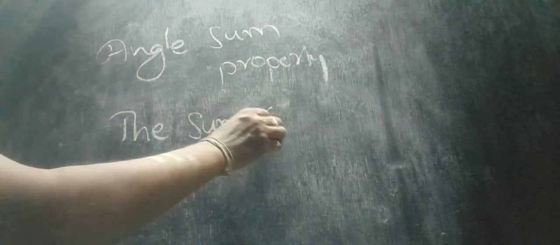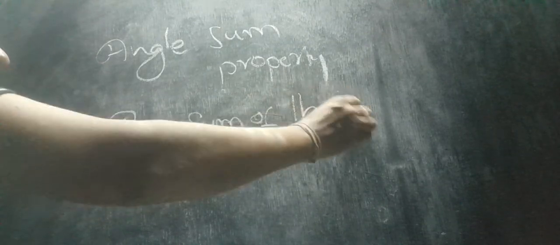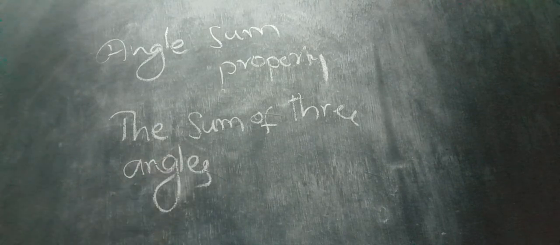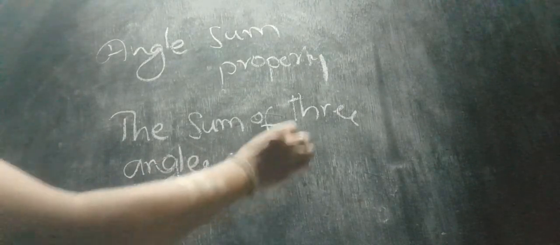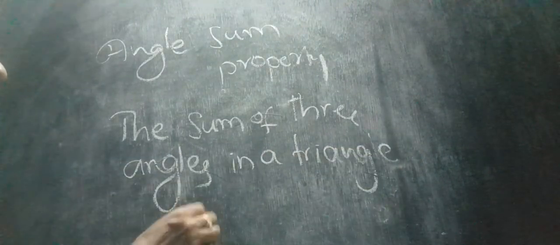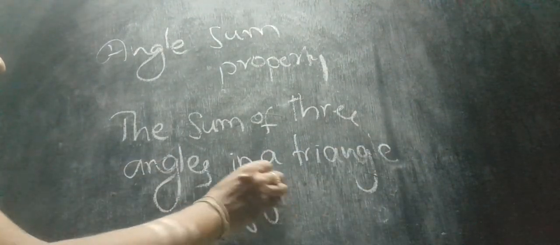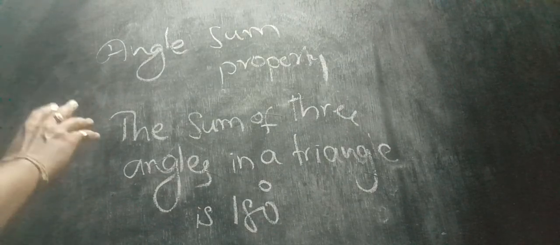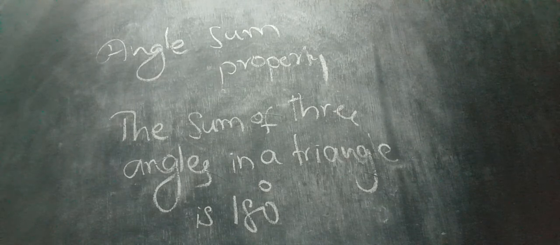So angle sum property is what? The sum of three angles in a triangle is 180 degrees. So the sum of three angles in a triangle is 180 degrees.